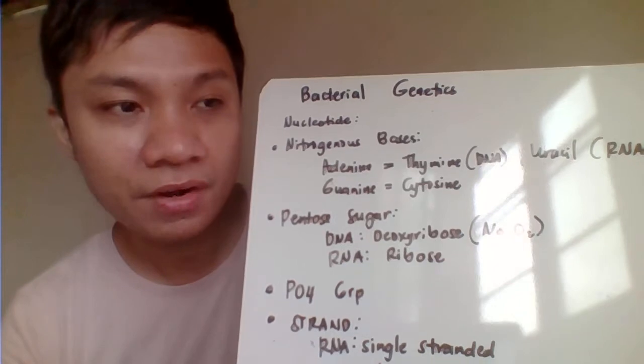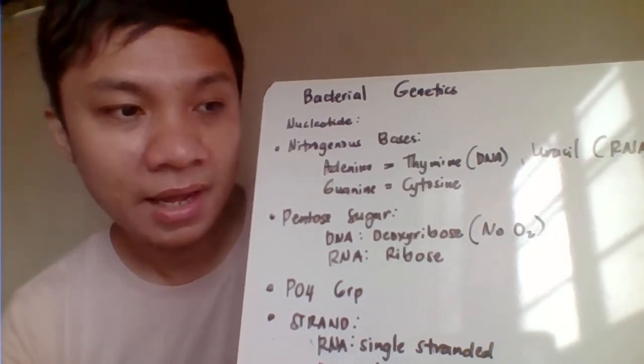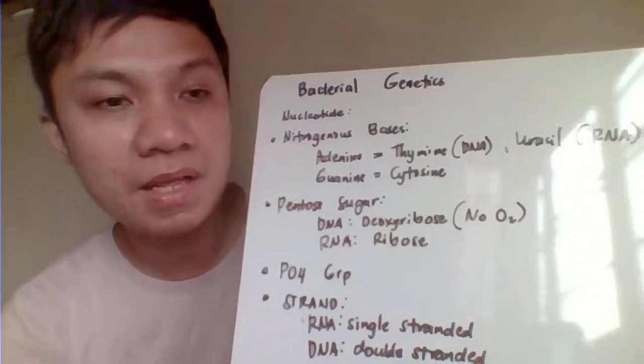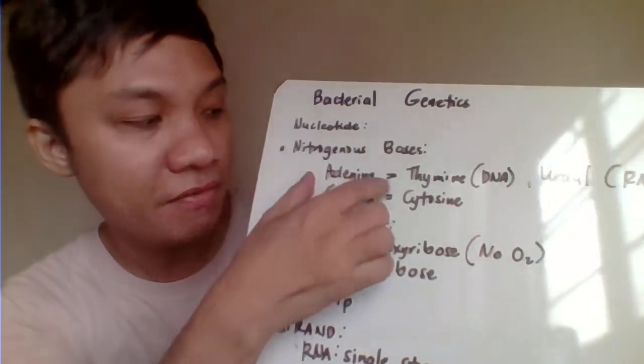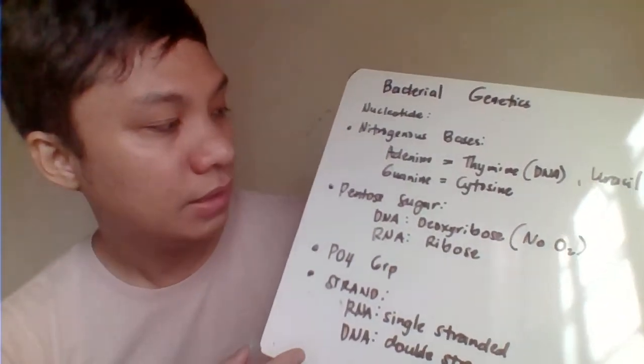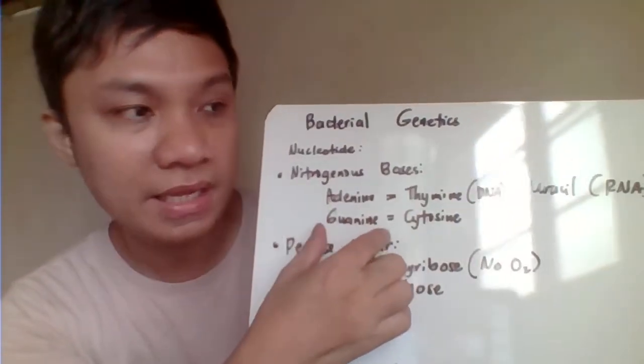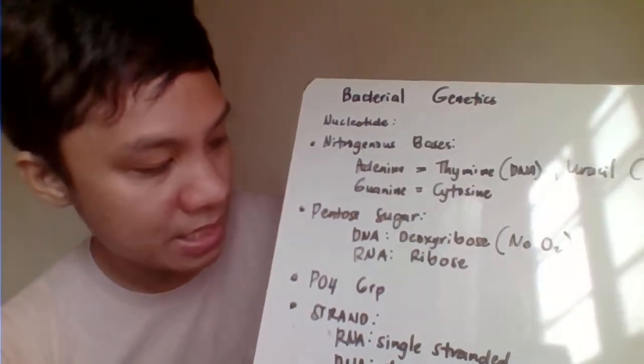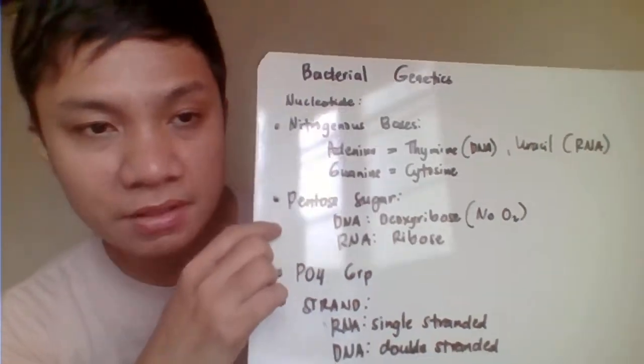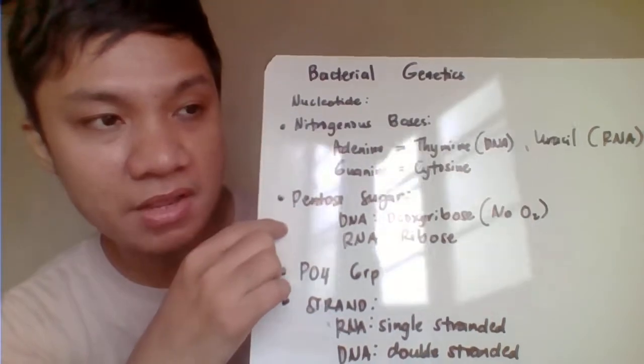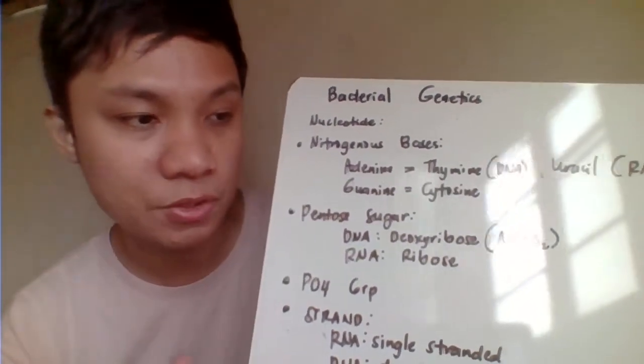But in the case of RNA, your thymine is replaced by uracil, which base pairs with adenine. Another one, we have your G and C: guanine base pairs with cytosine. The next component of your nucleotide is your pentose sugar, a 5-carbon sugar.